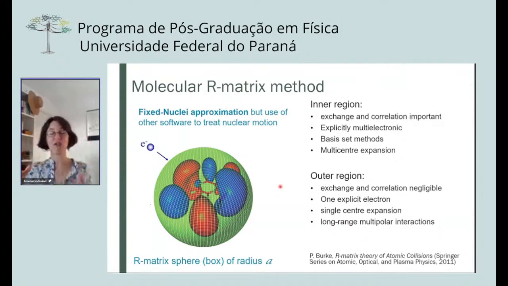Now, in the outer region, the electron is sufficiently far away that it's distinguishable from the electrons in the target. And then you can neglect exchange. Correlation is also negligible. What you have is polarization effects, which are much simpler to model. And here you can use single center expansions. You can use approximate descriptions of the interaction potential between your electron and your molecule. And that's the basic idea of the method.